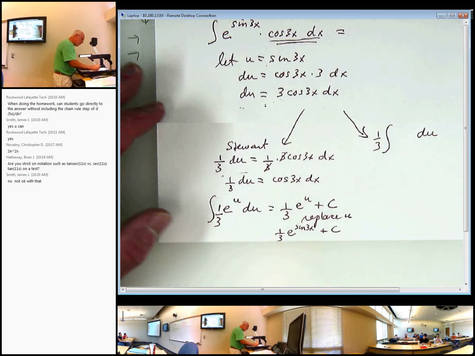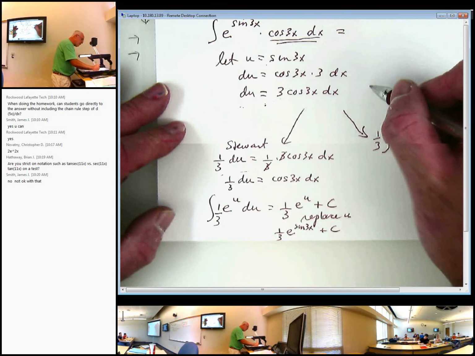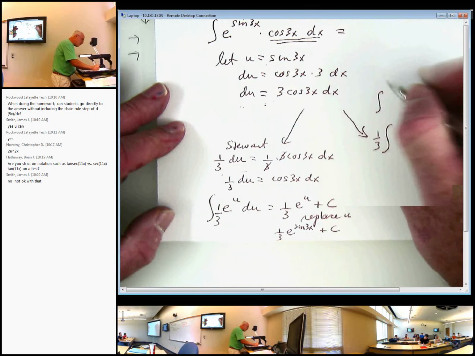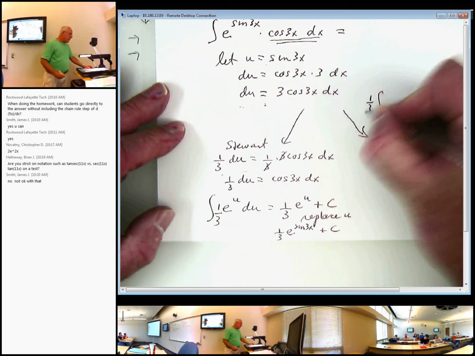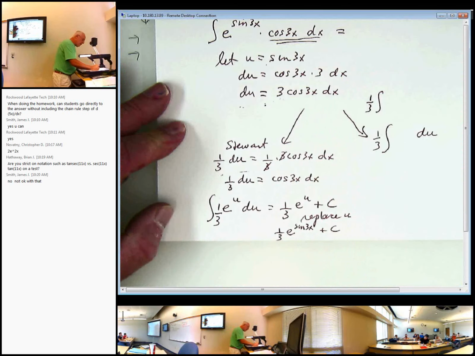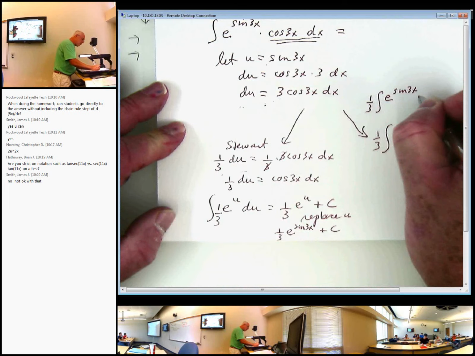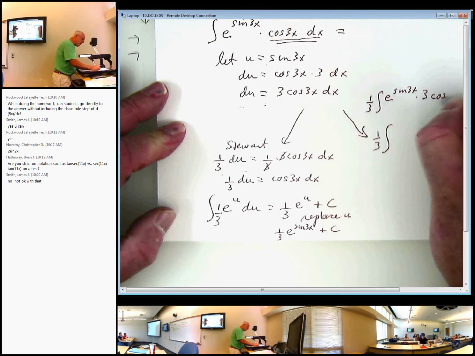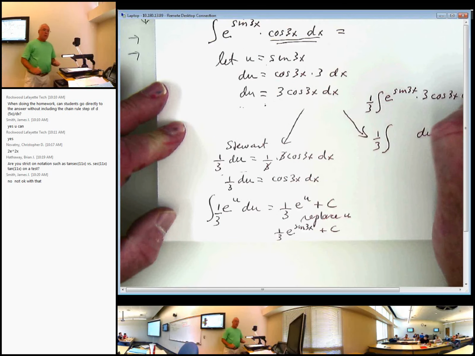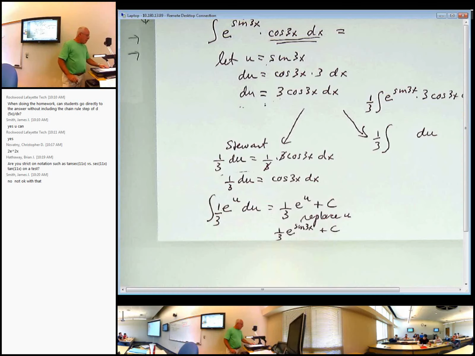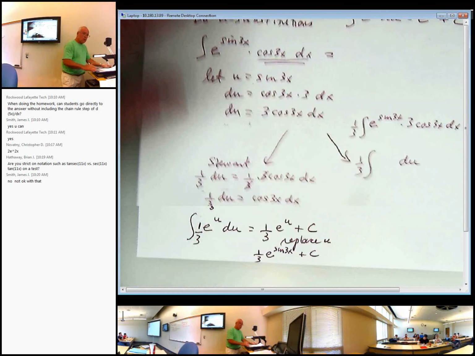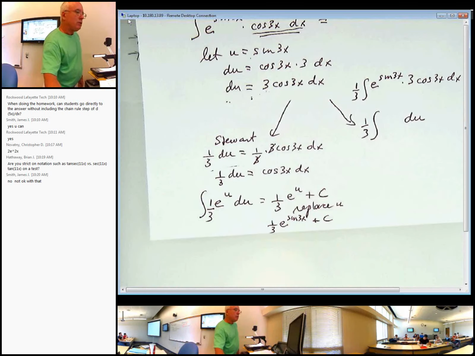Or another way of doing this: I can write this original integral as 1/3 e to the sine of 3x times the 3 cosine of 3x dx, which is what I have in my... let's get this thing over a little bit more.